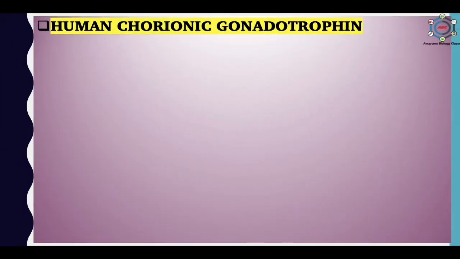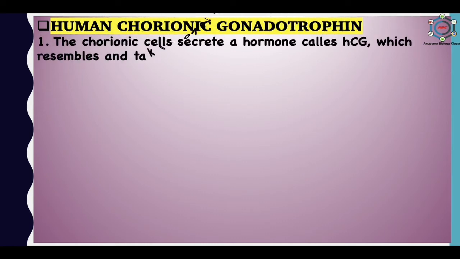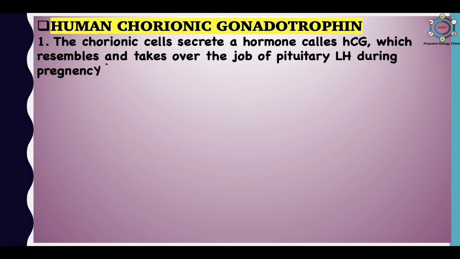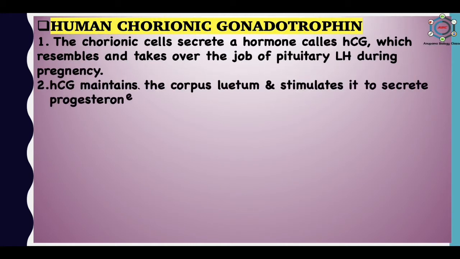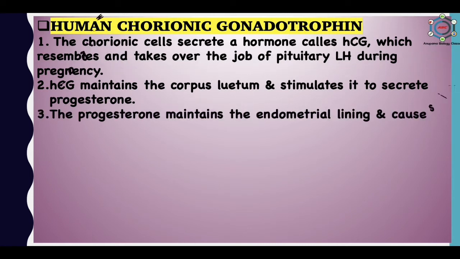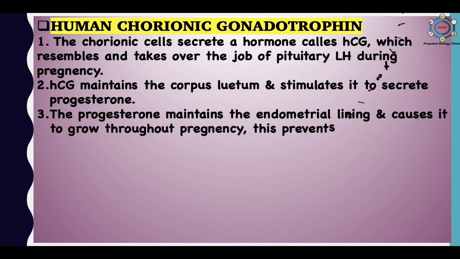Now, the human chorionic gonadotropin. The chorionic cells secrete a hormone called HCG, which resembles and takes over the job of pituitary LH during pregnancy. HCG maintains the corpus luteum and stimulates it to secrete progesterone. The progesterone maintains the endometrial lining and causes it to grow throughout pregnancy, and this prevents menstruation.